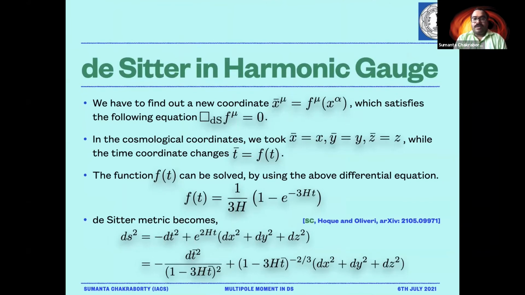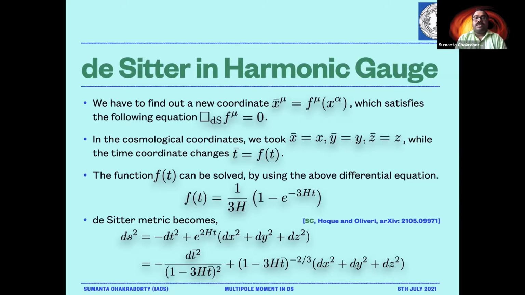Let us now do the first step in obtaining the multipole moments, that is, finding out coordinates in which the de Sitter metric satisfies the harmonic gauge. Unfortunately, in neither of the 3 coordinate systems that I discussed is the harmonic gauge condition satisfied. So we have to find out some new coordinates. In particular, given the old coordinates x^α, we can find out the new coordinates x̄^μ.